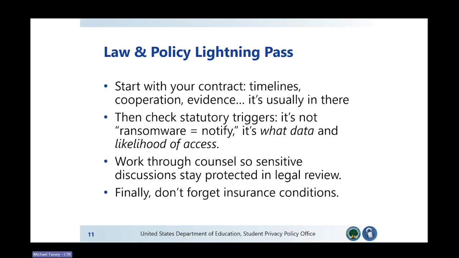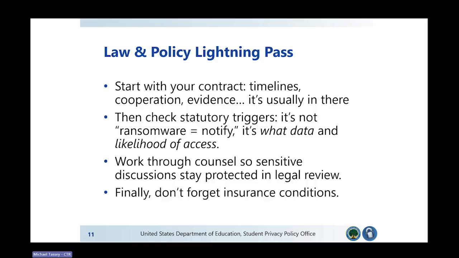So let's talk quickly about law and policy. We're not going to spend a lot of time on this because, frankly, there's a lot to cover, and I am not a lawyer, so this is not legal advice. We're talking about order of operations here, right? So when we're talking about our policy, start with the contract, right? Pull the vendor agreement and the security addendum.